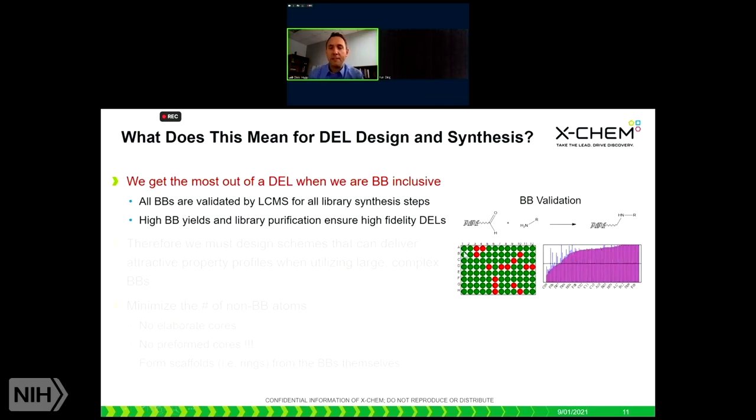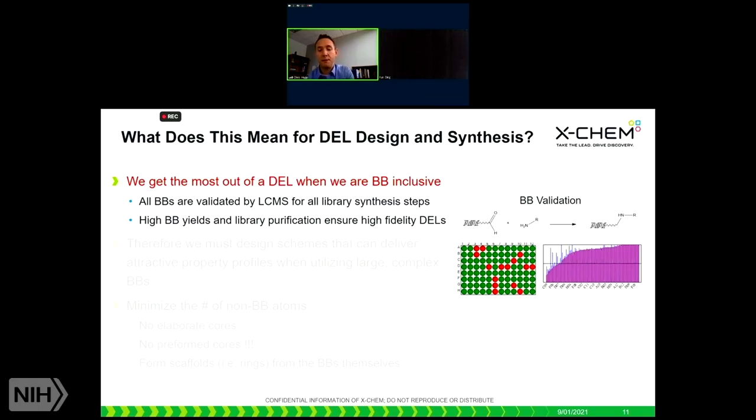The figure on the right-hand side of the slide just shows an example of a BB validation. We'll take a model system, a system that is mediocre as far as conversions, and test, in this case, all of our amines against that model system. And we can identify the building blocks that can perform that chemistry and those building blocks that can't, and set thresholds and include building blocks that have high conversions into our library. By including building blocks that have high conversions, along with library purification, this can ensure that we have high fidelity DNA-encoded libraries.